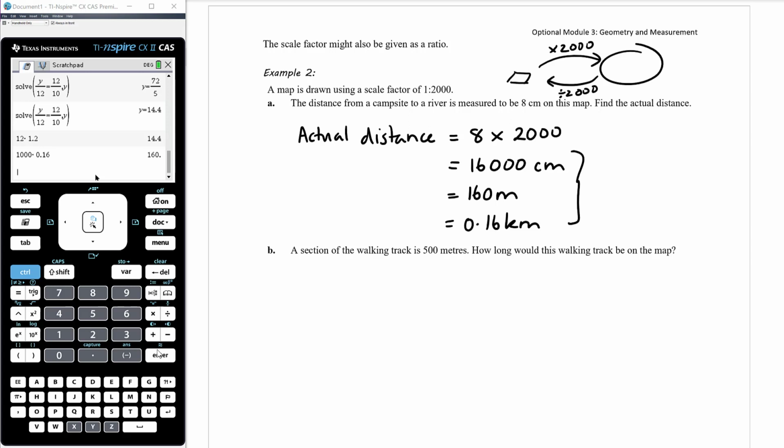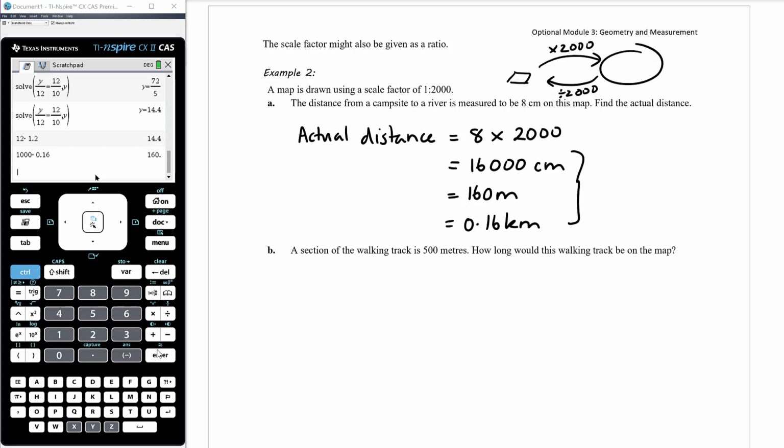Part B, a section of the walking track is 500 meters. How long would this walking track be on the map? Okay, so first thing I'm thinking, one of the things I want you to get used to when you're working with geometry and measurement problems is, does my answer make sense? In fact, any sort of problems, that should be the case. I'm thinking, right, 160 meters in real life was 8 centimeters on the map. So 500 meters is going to be about 3 and a bit times 8 centimeters. So you should have a sense of scale as to what your answer should be.